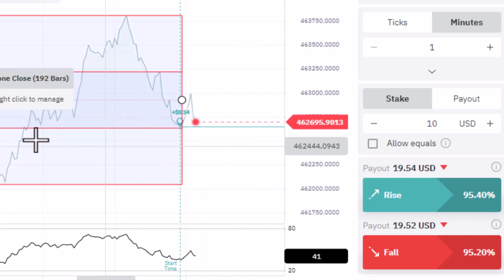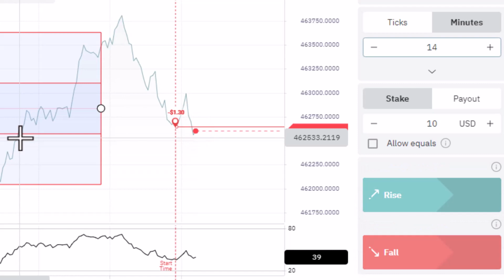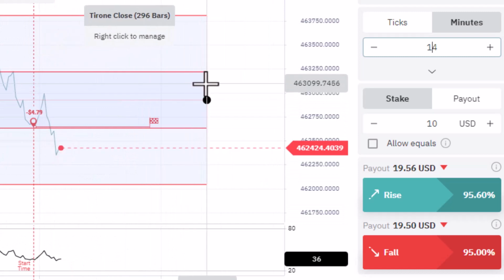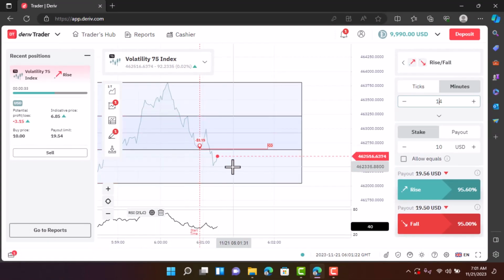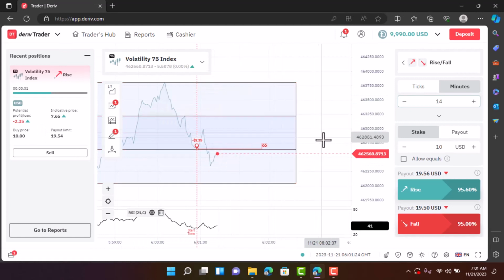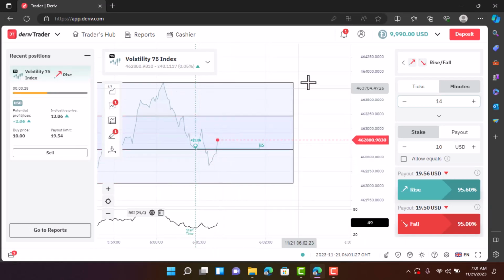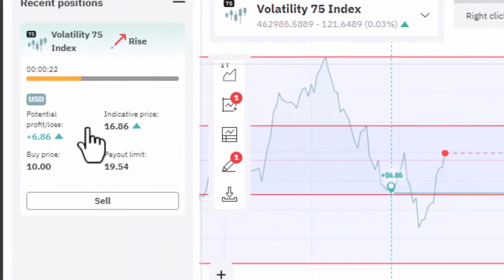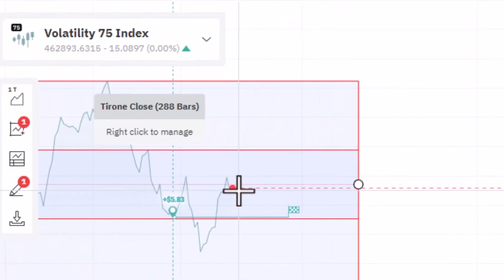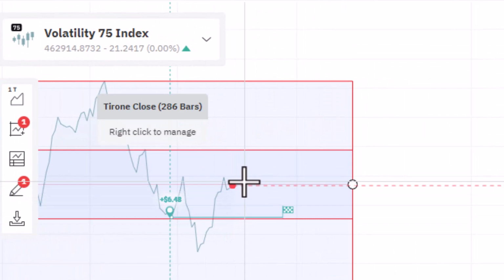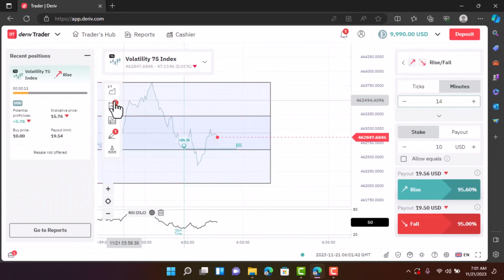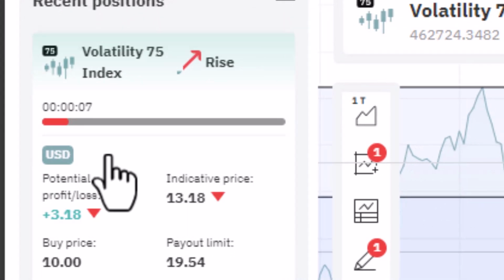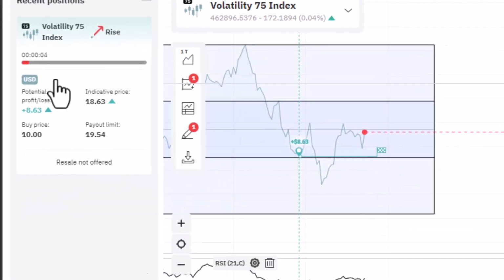So after 1 minute, we expect to have a profit of 95% of $10 if the market ends above our entry point. Right now it's below our entry point. That's crossed, and we see our potential profits here. It is not yet our profit. If the market closes above our entry point, then we win. So we have 13 more seconds. 10, 9, 8, 7, 6, 5, 4, 3, 2, 1.